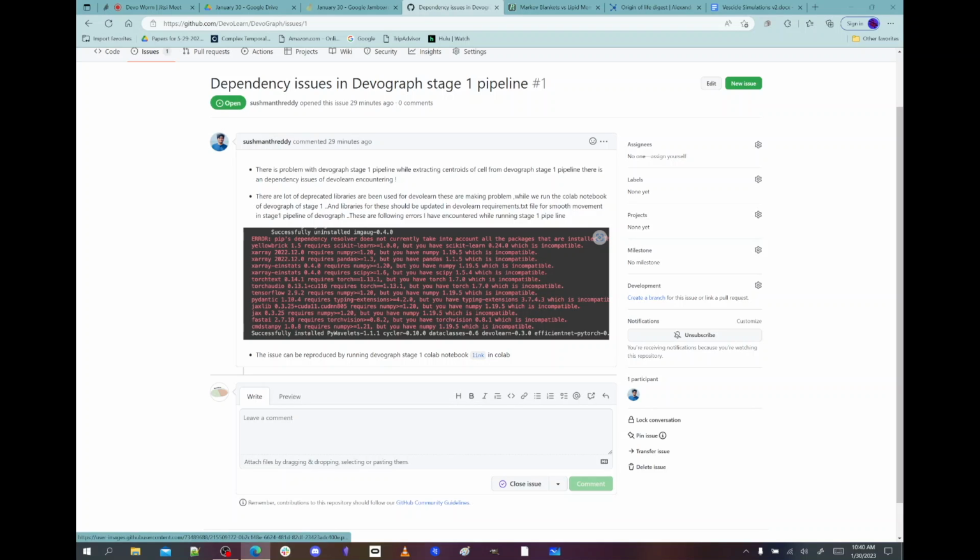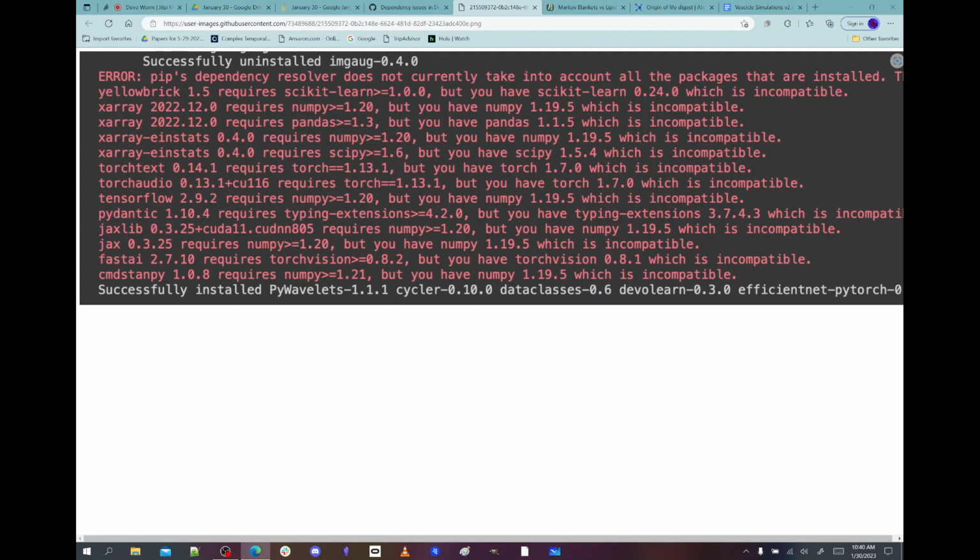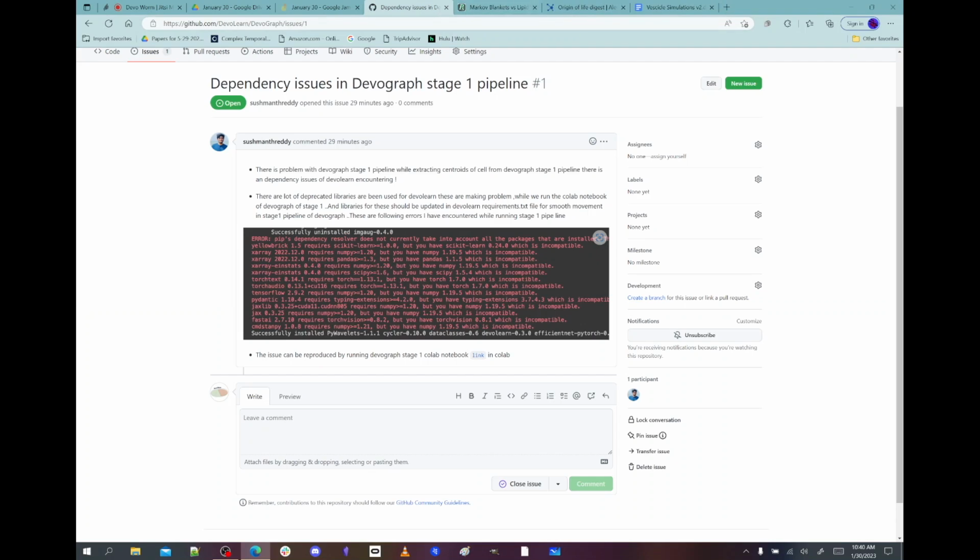So he's documented the following errors. Scikit is deprecated, NumPy is deprecated, pandas is deprecated. I'm not really sure; there are probably errors in the code that need to be resolved, but it could also be that the way these packages are referenced is out of date. If someone wants to take up this issue, you're more than welcome to do it. Sushmanth will probably work on it.